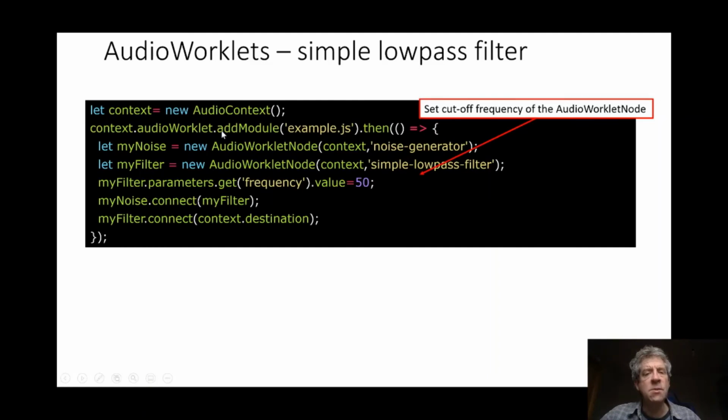Well, same as before, we add module. We have one file to add modules from here. I could have made an array of different files, but here there's just one. And I create two different worklet nodes, one called my noise, the other called my filter. Then here I use get, and I specify the frequency parameter. So it's actually my filter, from the parameters, get frequency, specify what that's going to be at 50 hertz. And then I connect the noise to the filter, connect the filter to the destination.